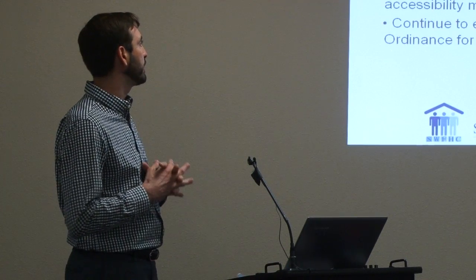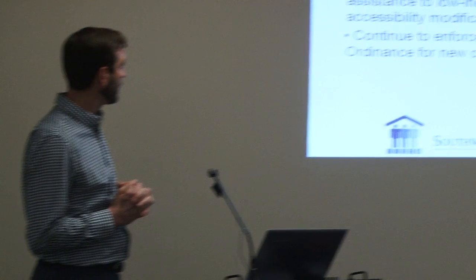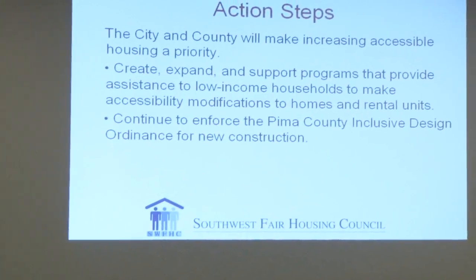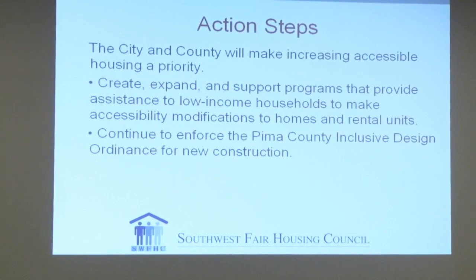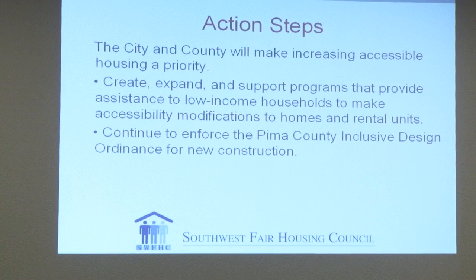So the action steps that the city and county have agreed to take. The city and county will make increasing accessible housing a priority. They will do this in two ways in particular noted in the AI. Create, expand, and support programs that provide assistance to low-income households to make accessibility modifications to homes and rental units. And then the second, continue to enforce the Pima County Inclusive Design Ordinance for new construction, which I mentioned at the beginning of my presentation.